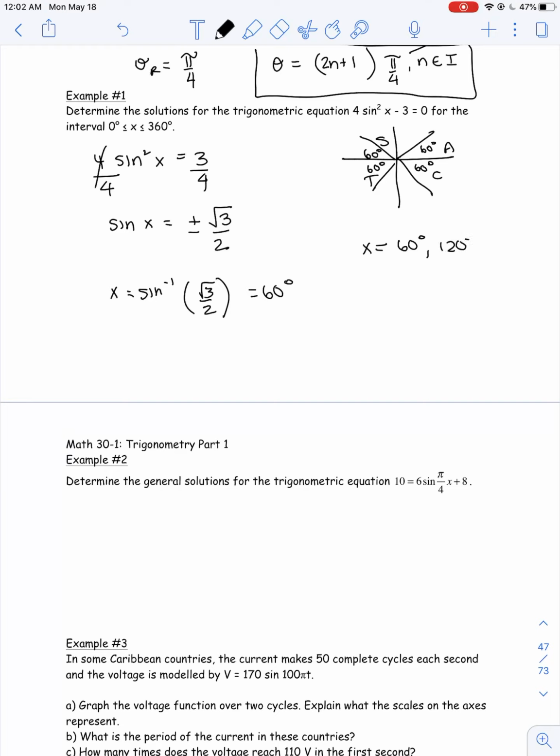Then for quadrant 2, you take 180 minus 60, which is 120. And then we have another, if we have 180 plus 60, which is 240. And then we have 300 for quadrant number 4. So they're not asking for the general solution, they just want the solution between 0 to 360, so that would be all these solutions right there.